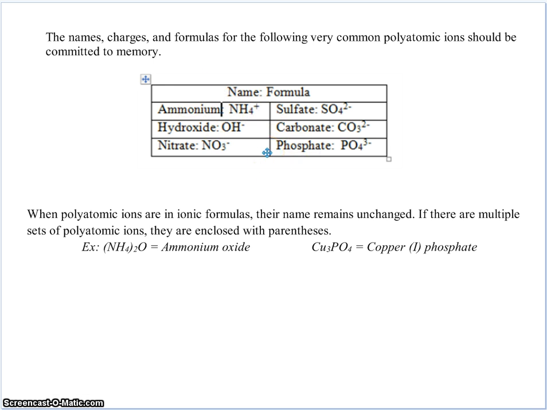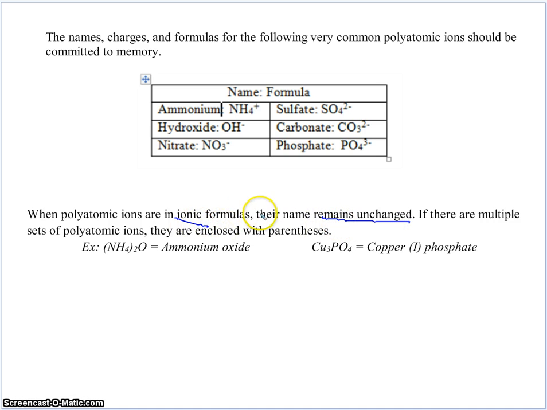There are like over 20. There are many polyatomic ions. You know, if you were to take AP chemistry, you would memorize almost all of them. Not all of them even, but almost. I'm only asking you to memorize 3. They're very common. When polyatomic ions are in ionic formulas, their name remains unchanged.